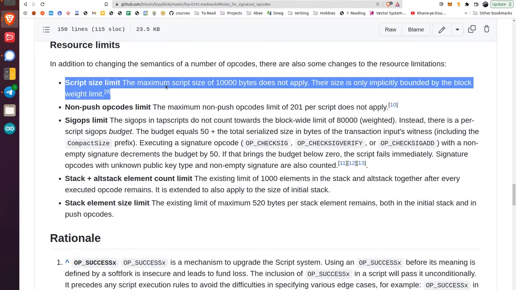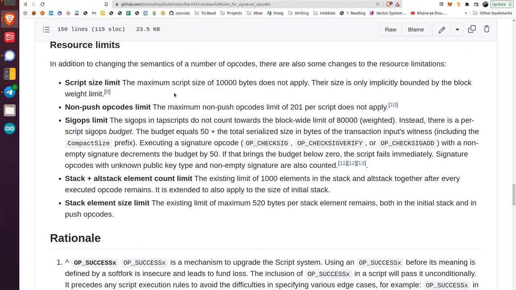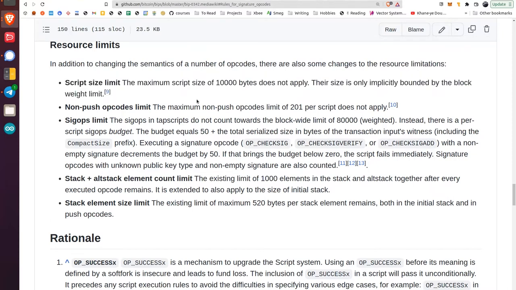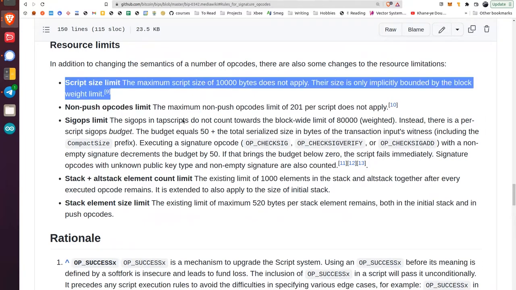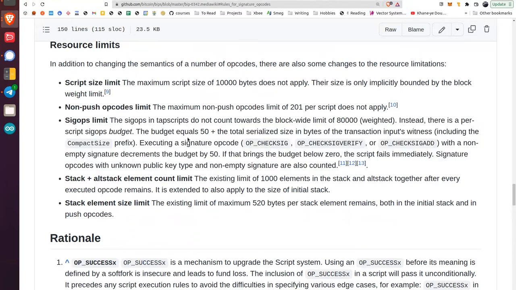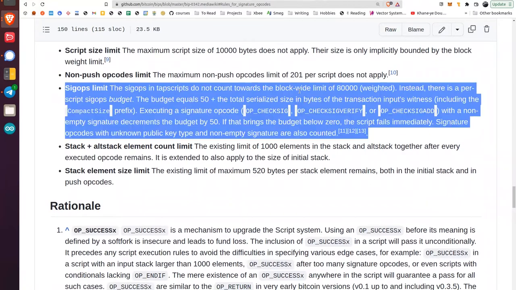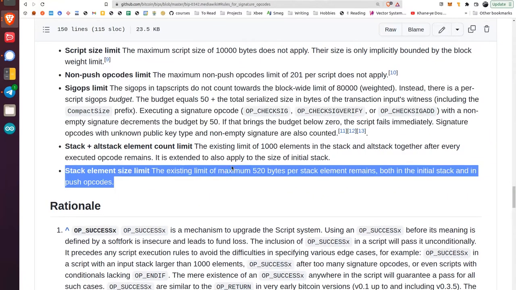So it used to be that there was a maximum script size of 10,000 bytes. You no longer have that limit for TapScript stuff. There's no maximum non-push opcode limit for scripts. So they got rid of some limits, which is cool. There's still a SIGOP limit. Wait, it says SIGOPs in TapScripts do not count toward the block-wide limit, which is interesting.